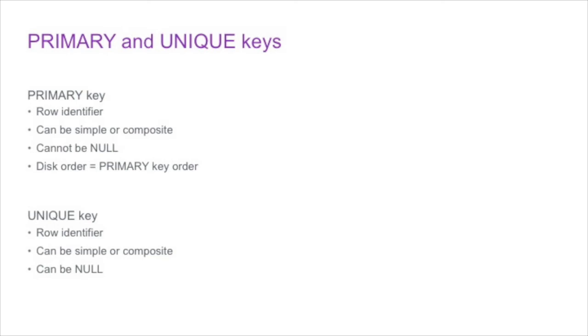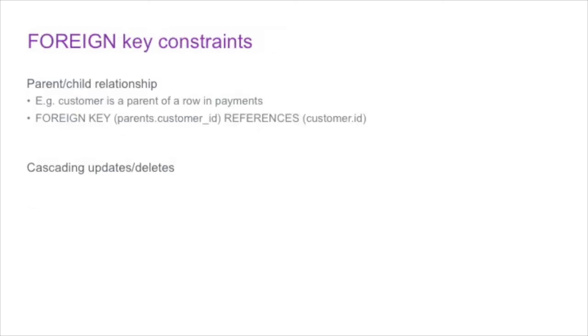I have no idea. Foreign key constraints. It's a parent-child relationship. Does anyone not know what a foreign key is? Besides the fact that the definition's on there. It's a parent-child relationship. So a customer is a parent of a row in payments. So payments will have a foreign key to customer ID because you can't have somebody paying for something without them actually being a customer, right? And the foreign key, parents, customer ID references customer ID.